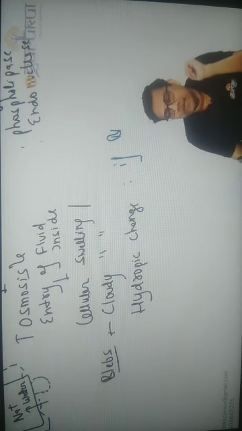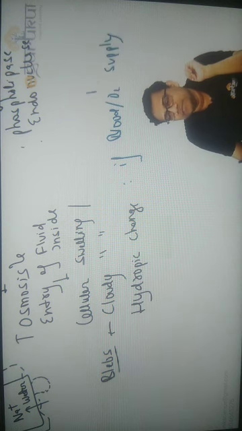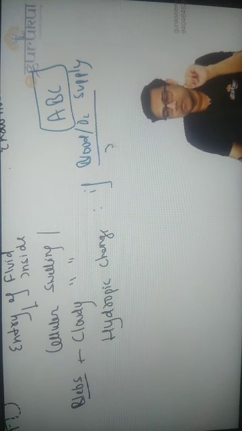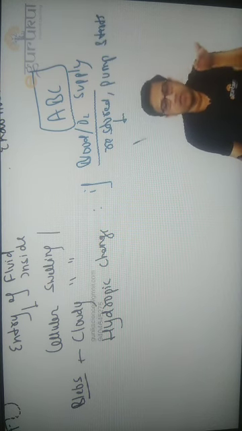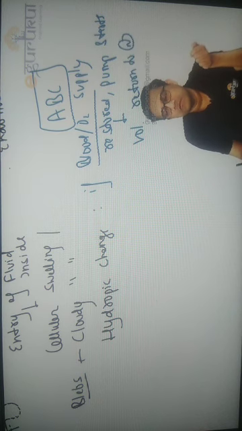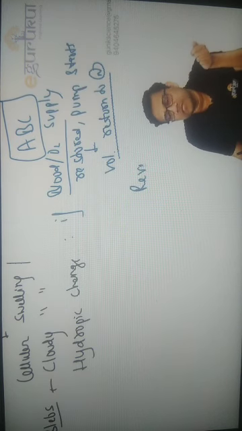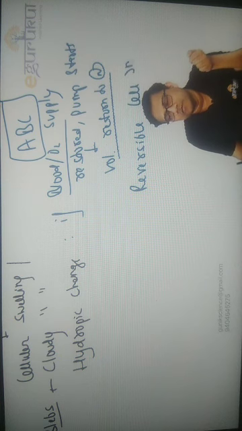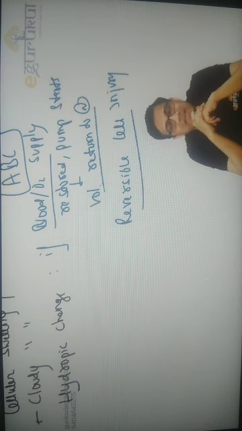What happens if blood or oxygen supply is restored, that is ABC, airway, breathing, circulation? If you maintain ABC, the pump will start working and the volume returns to normal. That is why it is called reversible cell swelling, reversible cell injury. Are you clear? That is why it is called reversible cell injury.